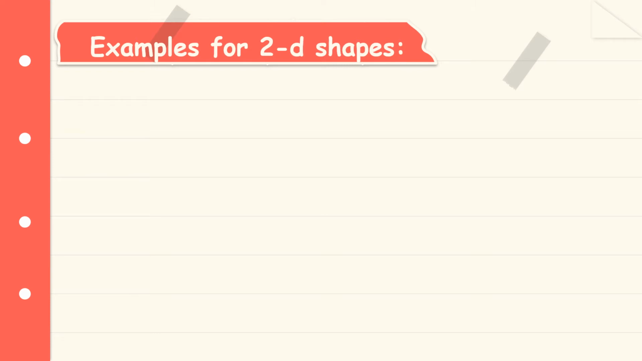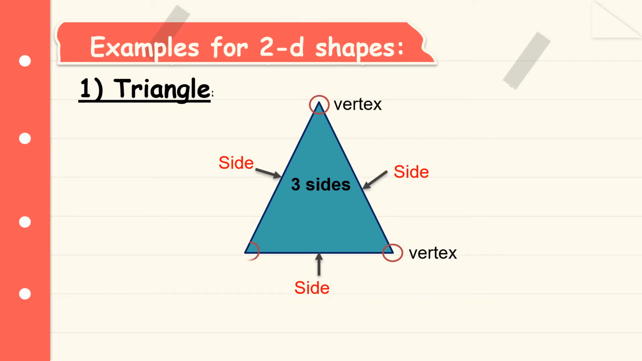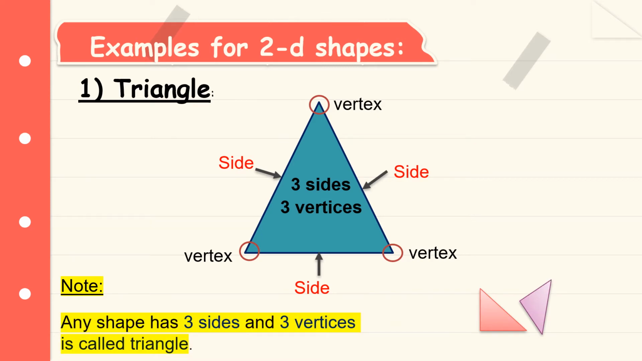Examples of 2D shapes. Number 1 is called triangle. How many sides in the triangle? Let's count them together. 1, 2, 3. 3 sides. And how many vertices? Let's count them. 1, 2, 3. So the triangle has 3 vertices. Note, any shape that has 3 sides and 3 vertices is called a triangle, like the pink one and the purple one.